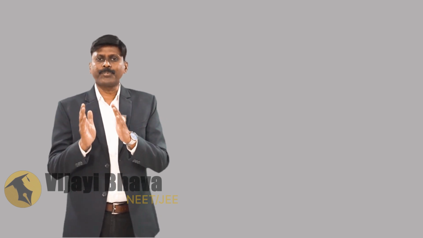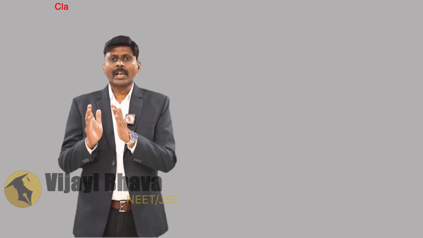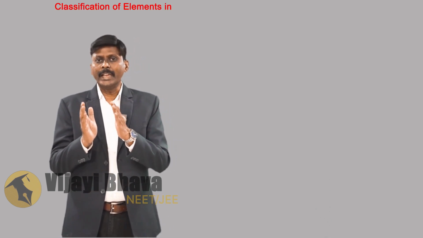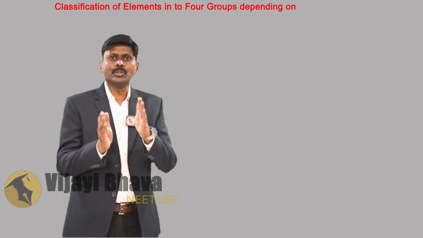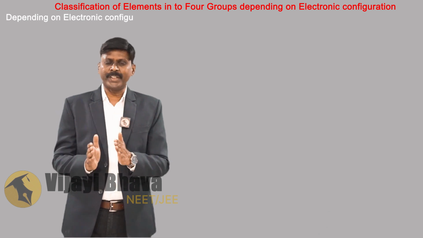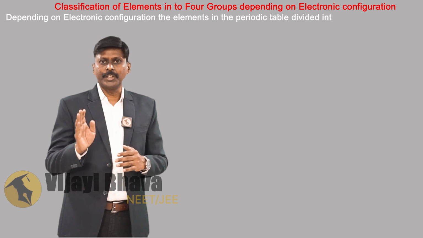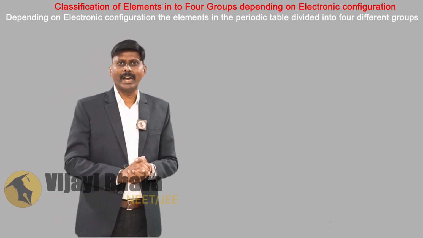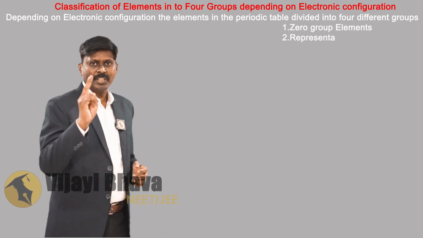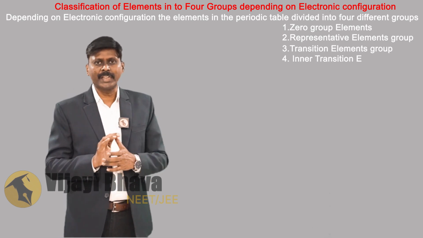In this session, I am coming up with a concept from periodic classification of first year chemistry. The concept is classification of the elements in the periodic table into 4 groups. Depending on the electronic configuration, the elements in the periodic table are divided into 4 different groups. They are the zero group, the representative elements group, the transition elements group, and the inner transition elements group.